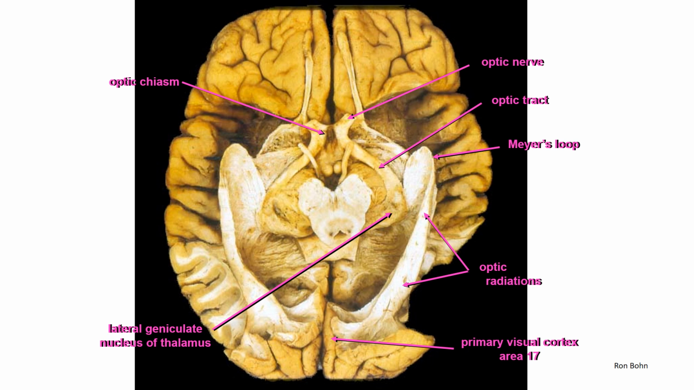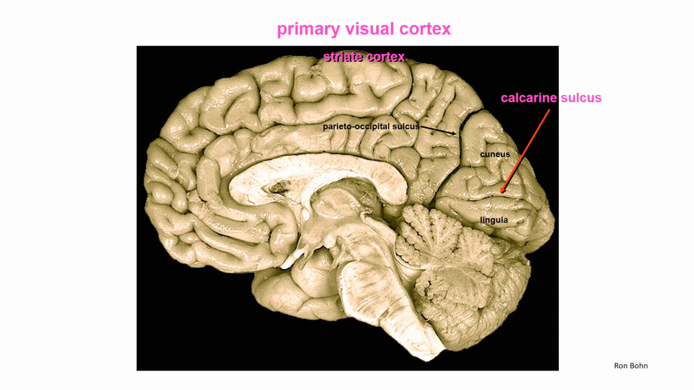are called the Meyer's loop. And this is just a wet specimen showing you the same areas, but on a picture that is of the actual brain, so you can locate it here. And here again, this is going to be just another view of it.